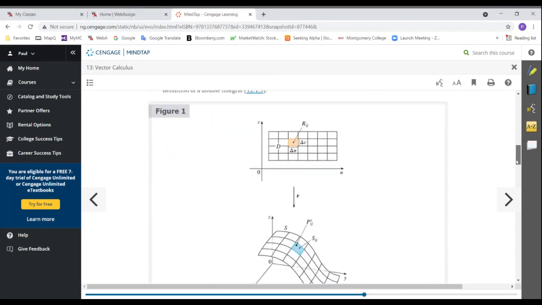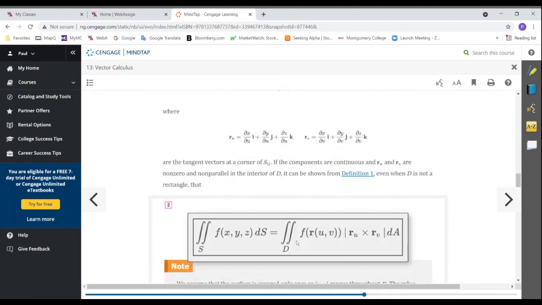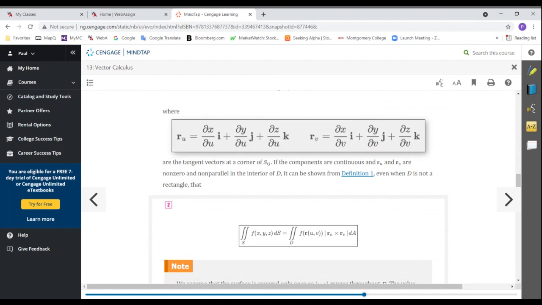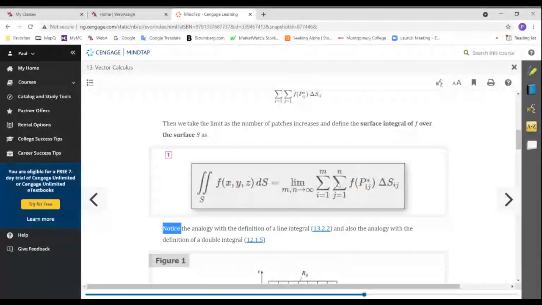then we will find that, of course, the two tangent vectors r sub u and r sub v are right there. You know how those are defined: the derivative of r with respect to u and the derivative of r with respect to v. And again, just so we don't lose focus here, this was our conceptual idea of a surface integral.